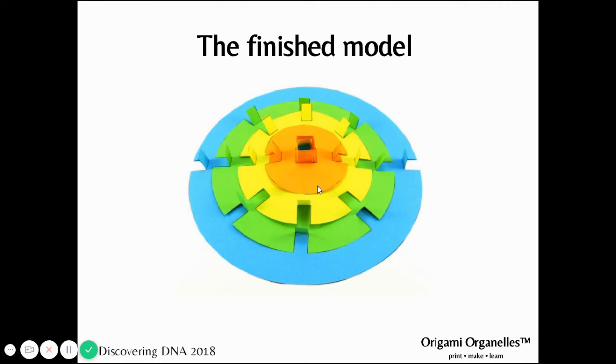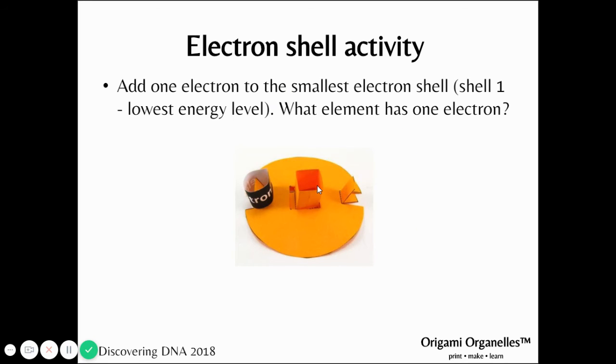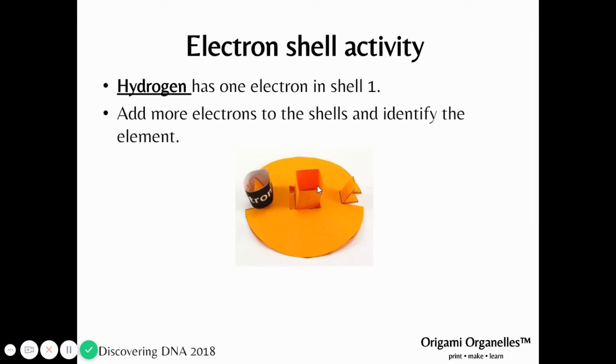Now what we're going to do is build some atoms using this model. So we're going to start with our first element on the periodic table. You're going to add 1 electron to the smallest shell, take all the other shells out, and you just are using this first shell. This is shell 1, the one that has the lowest energy level. So what element is this? Go ahead, guess. 3, 2, 1. It is hydrogen. Very good.